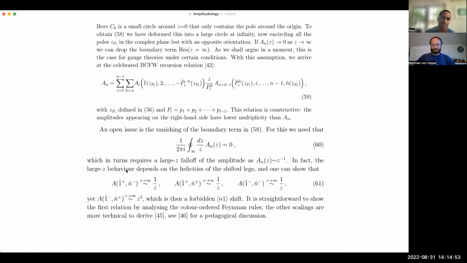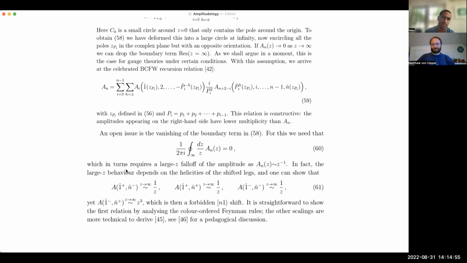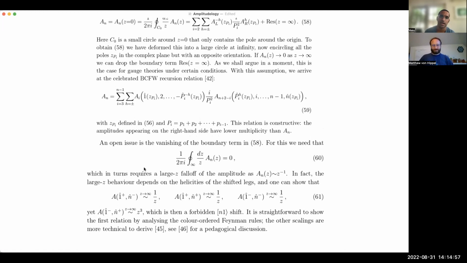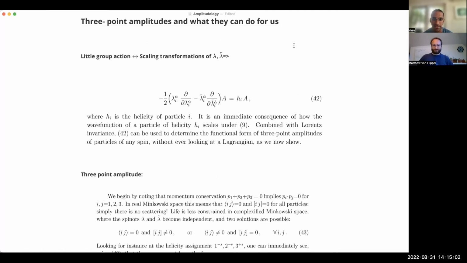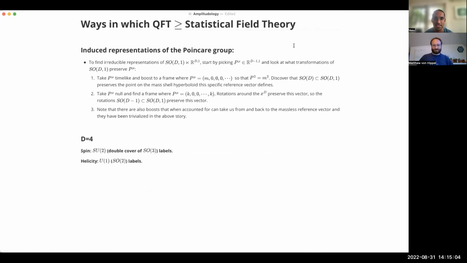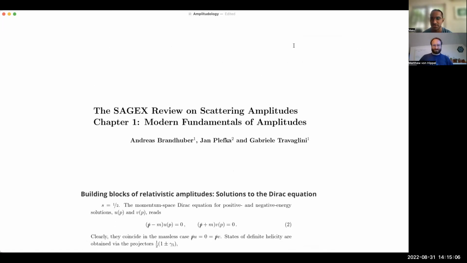Nice, I see. So this is as much as I had prepared beforehand, but one can go back and read more of the review here to see how this applies to gravity and beyond. And just to give a teaser of that, you say that there is a BCFW recursion relation that you can apply to gravity as well, or it's the same thing. Very cool.